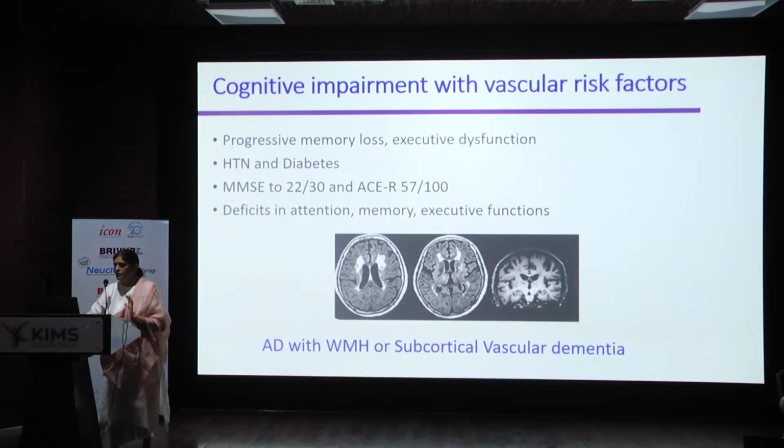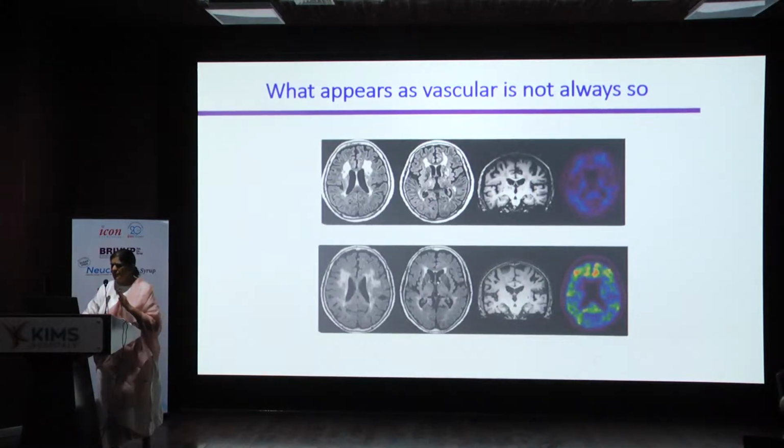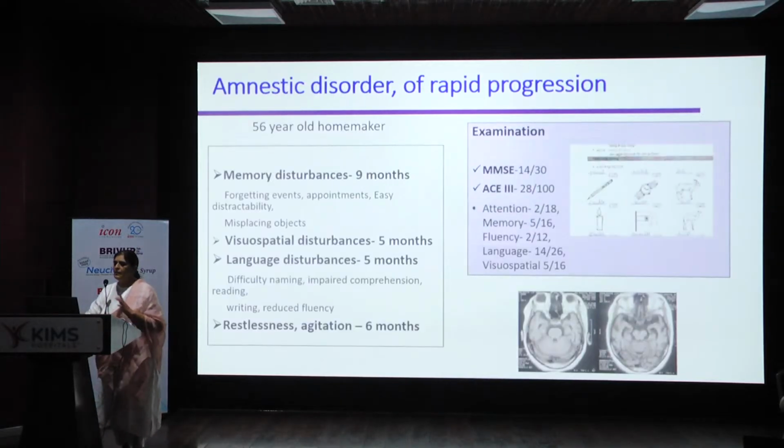And now this is a patient with progressive memory loss, executive dysfunction. This is amyloid PET. A group of them will have amyloid PET negative, but with vascular disease, clearly they will progress much faster.